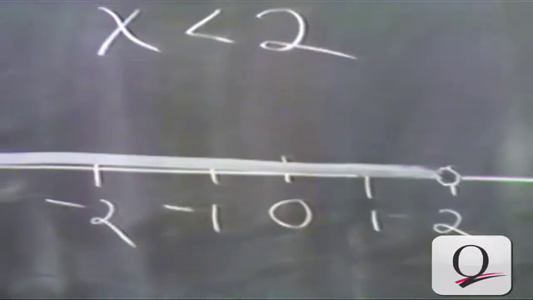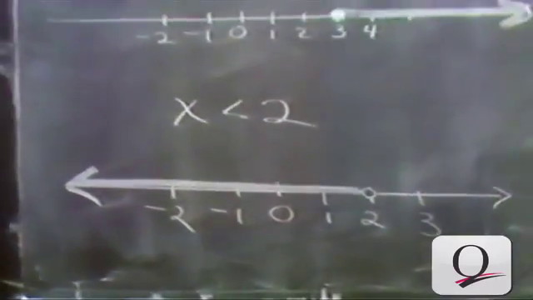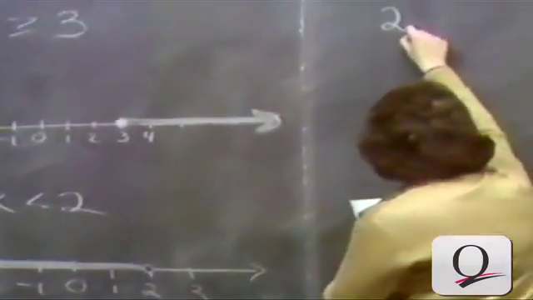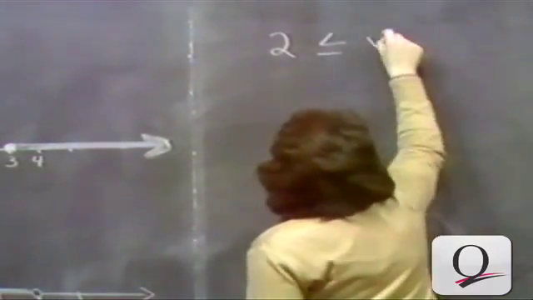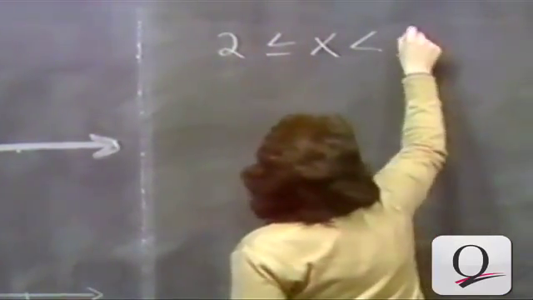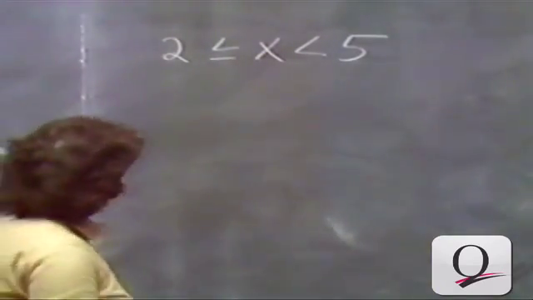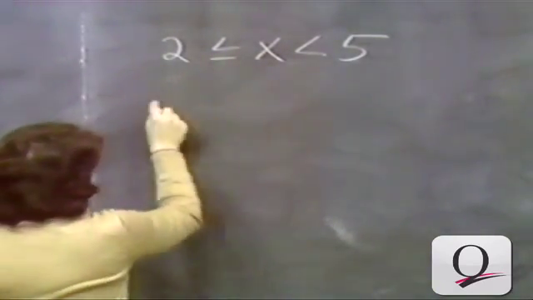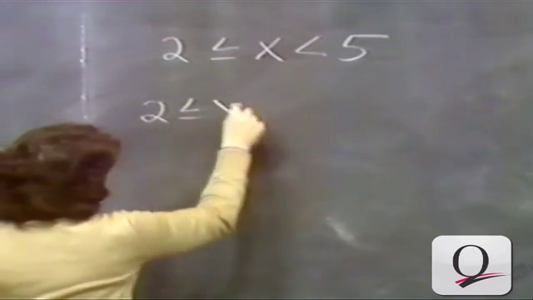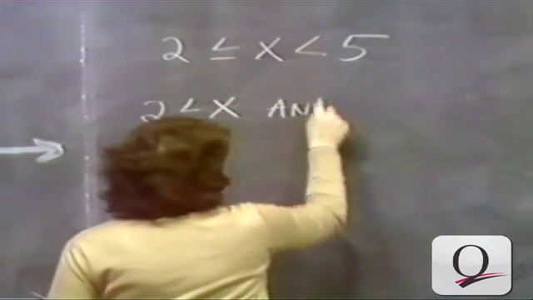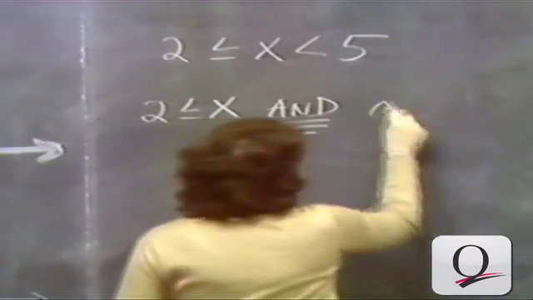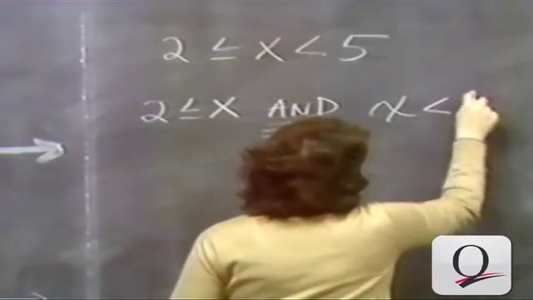Okay, let's look at an inequality in this form. 2 is less than or equal to x, less than 5. Now let me explain what a double inequality like this means. This means 2 is less than or equal to x, and x is less than 5.